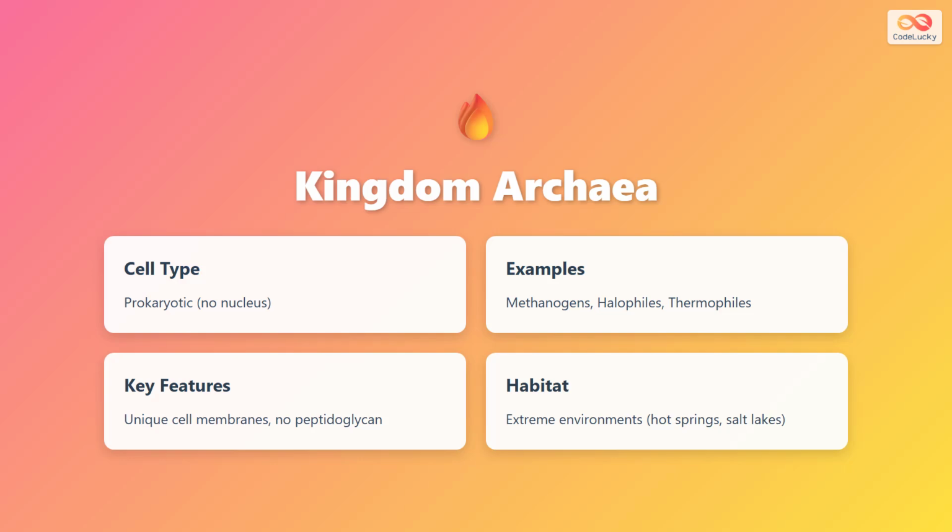Archaea are often called extremophiles because many species thrive in extreme environments. Methanogens produce methane gas, halophiles live in extremely salty environments like the Dead Sea, and thermophiles flourish in hot springs and hydrothermal vents where temperatures can exceed boiling point. Despite their preference for extreme conditions, Archaea can also be found in more moderate environments.